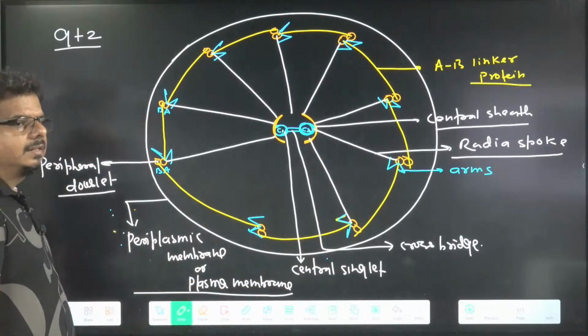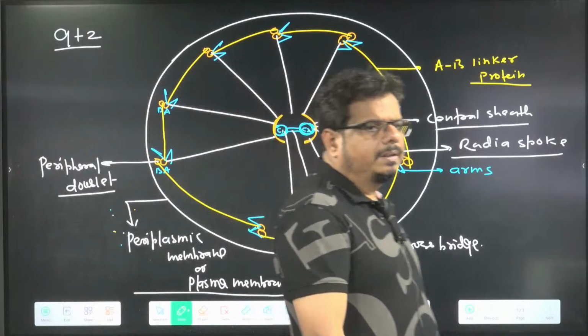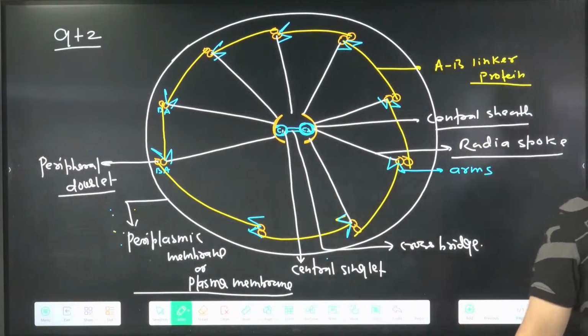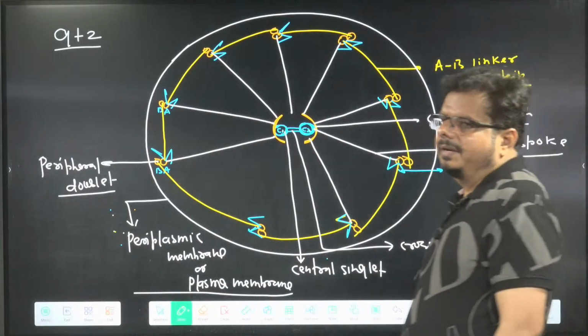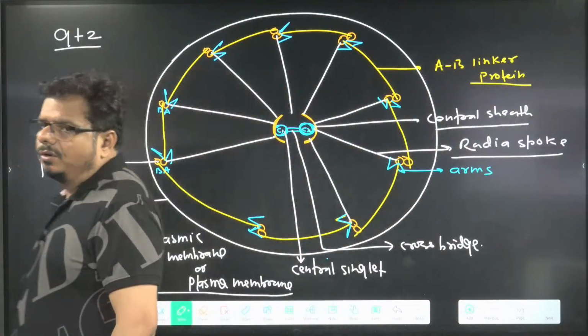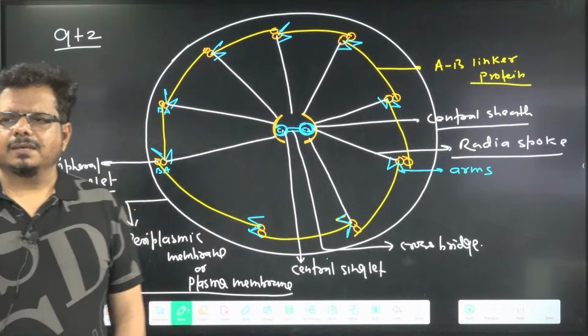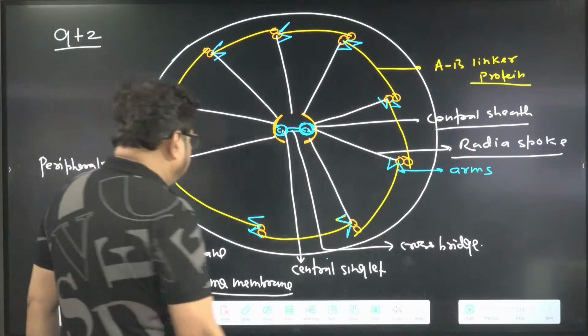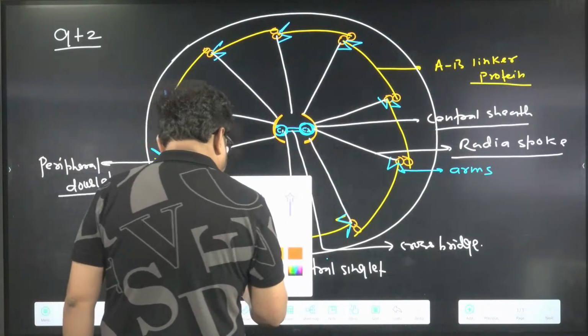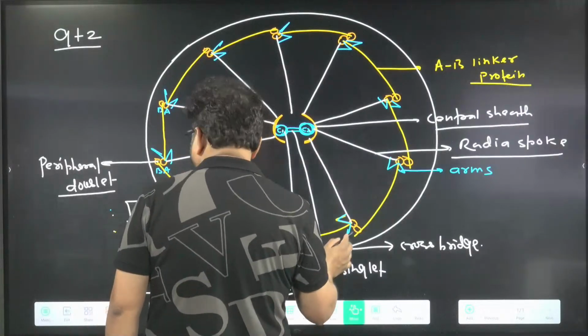Got the idea? Periplasmic membrane or plasma membrane. Is it clear in the mind? So this is the structure of what basically? Ultrastructure of cilia and flagella. Now I am telling you which protein is present where. It is important to know.